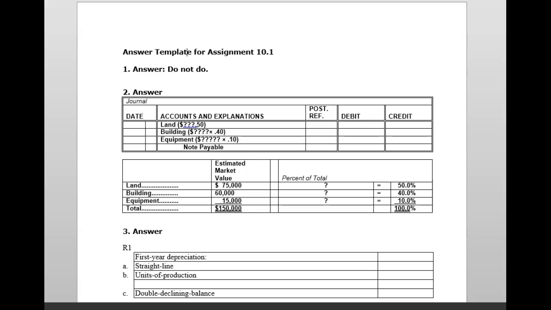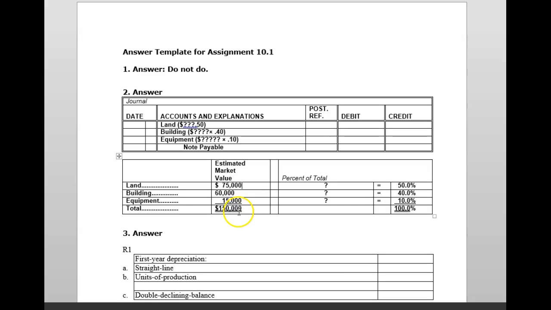And what needs to be done is to allocate that lump sum to each parcel. So what you have to do, see these question marks are saying, okay, what is that amount? What amount do I take times the 50%, the 40%, and the 10%? The estimated market value is going to give you a hint here. You're going to take each one of their market values and come up with a total. Then you will find the percentage of using that total.